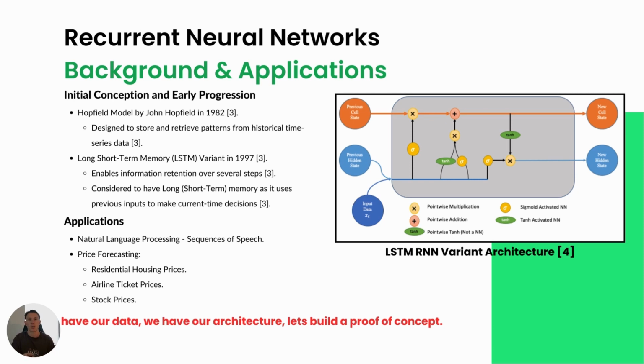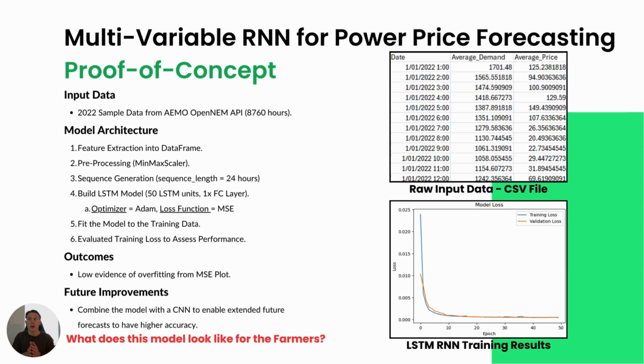Now, due to this historical trend retention, RNNs are characteristically used for things such as natural language processing and price forecasting, where we're using that historical data to inform our decisions in the present day. And you're probably thinking, price forecasting, exactly what we're looking for. So now we have our data, we have our architecture, let's build a proof of concept. So using these inputs, I've created a multi-variable RNN for power price forecasting in South Australia. Now, the input data I'm using is the 2022 sample data from AEMO's OpenNEM web API, which includes 8,760 or 1 year's worth of data, as you can see on the right there.